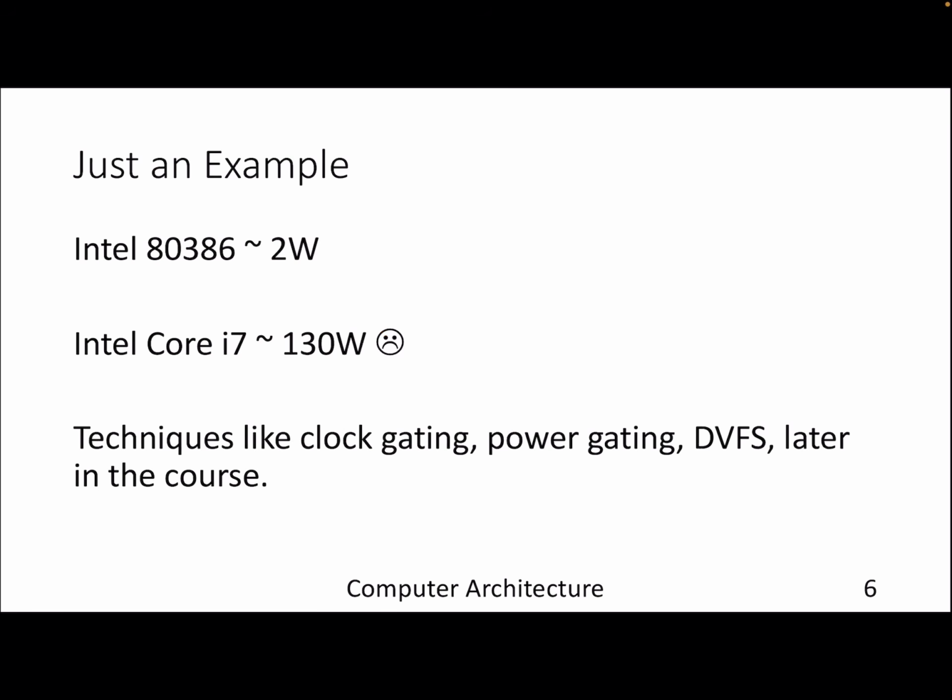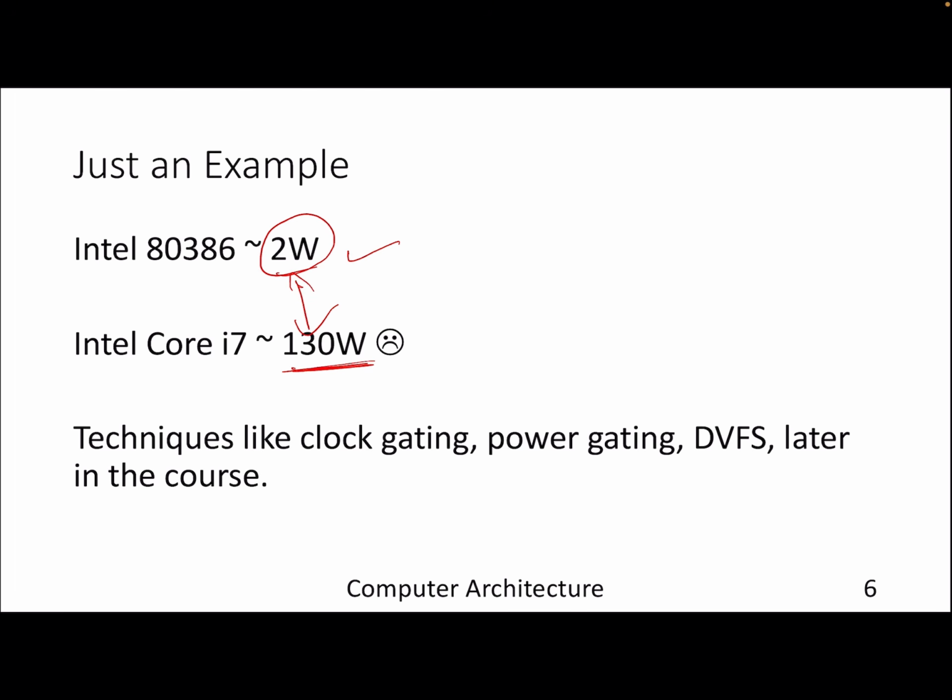So here is a simple example of power consumption, just to give you a number to think about. When Intel started with the 80386, it was consuming only 2 watts. The Intel Core i7, which is in almost every laptop now if you're using an Intel machine, is 130 watts, right? So look at the magnitude of the difference here.